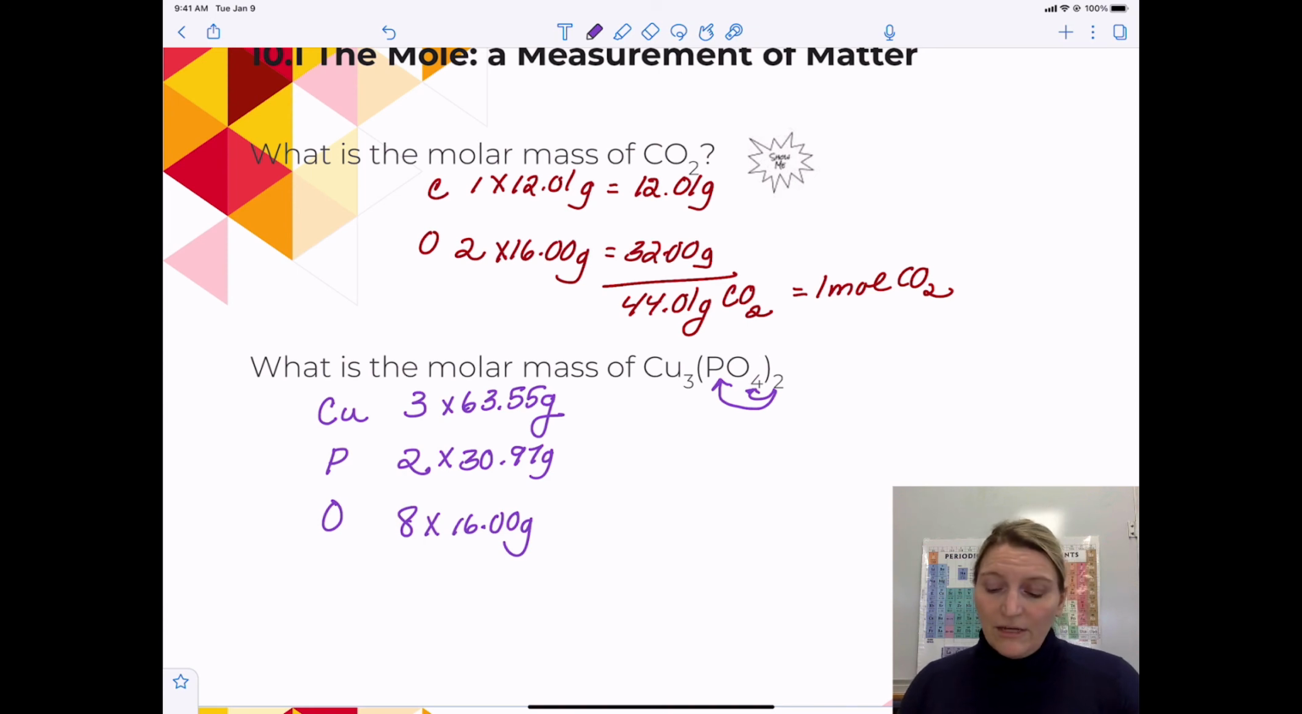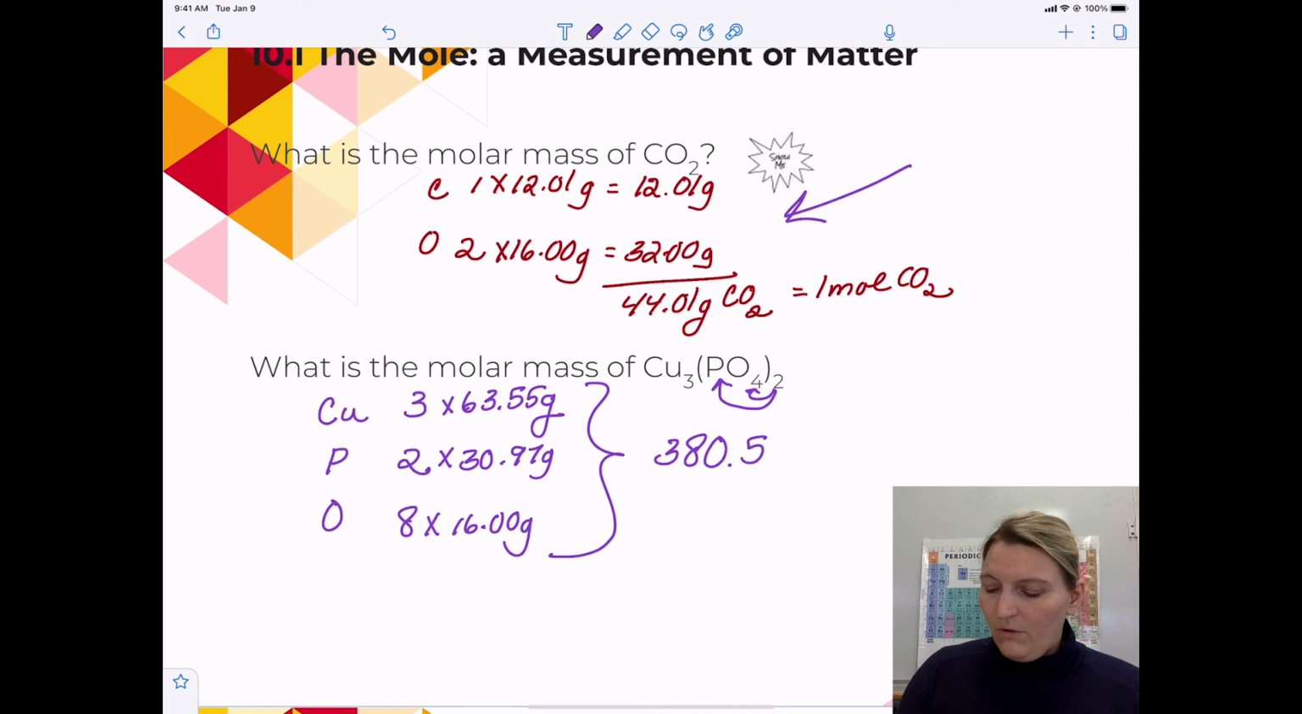Now, when I do this out, I made a nice little table like that. Honestly, I just do most of it in my calculator. So in my calculator, I'm plugging in 3 times 63.55 plus. You don't have to break this out into numerous calculations. So I just do this all at once on my calculator, and I got 380.59 grams of Cu3(PO4)2.